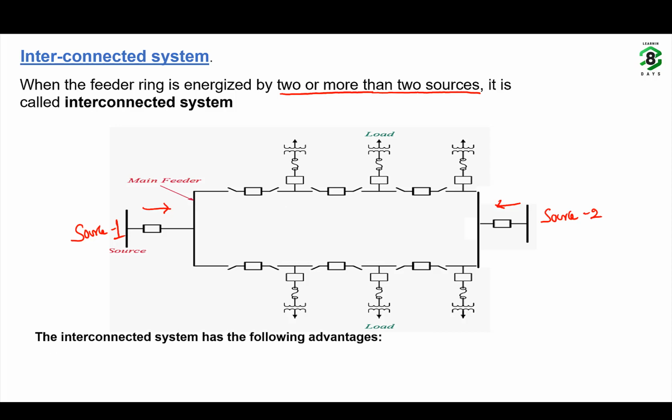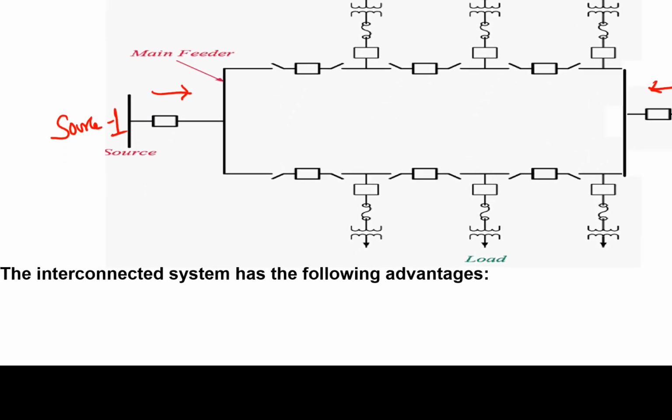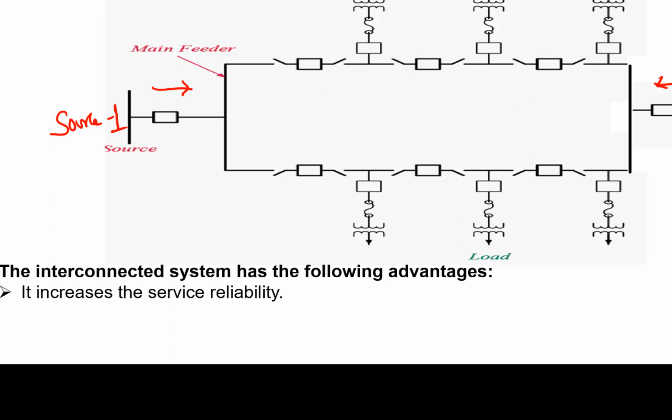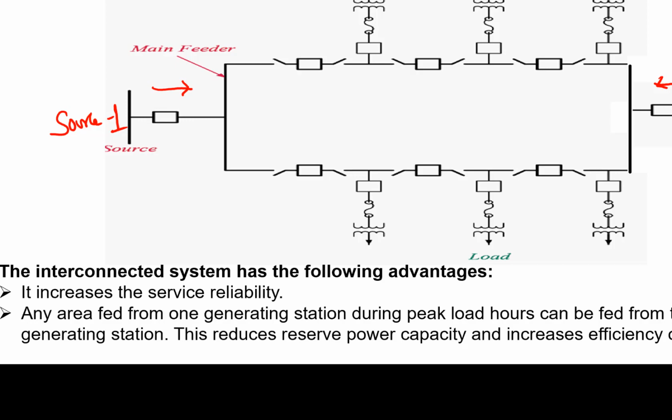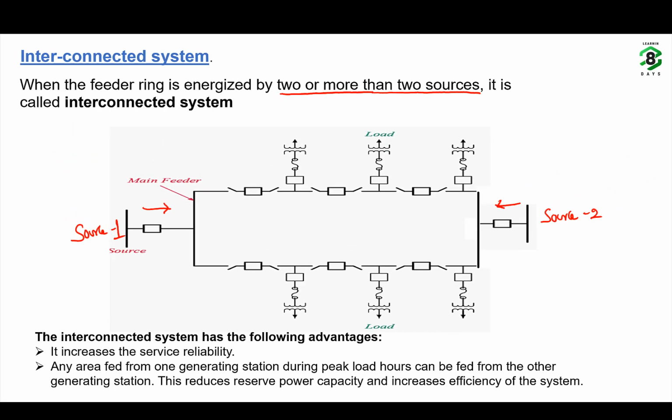So the interconnected system has the following advantages. What are those? It increases service reliability. It has more reliability than the ring main system, and any area can be fed from one generating station. So during peak loads, if source 1 has exhausted its capacity, then there is no need of load shedding. We need not have a power cut. We need not shed some of the load. Then we can take supply from source 2 and we can feed the loads.